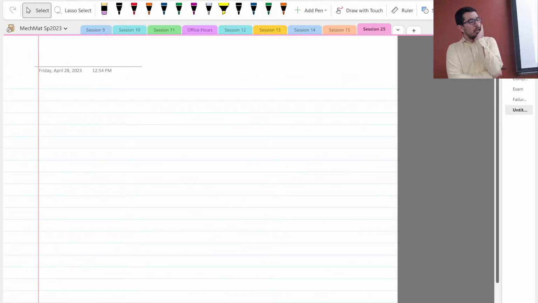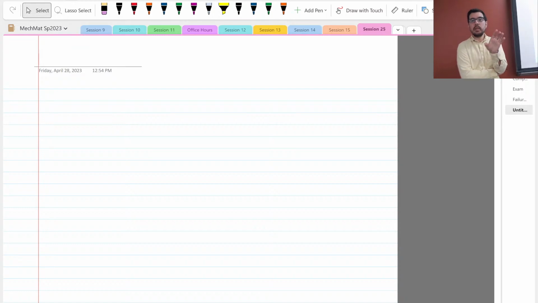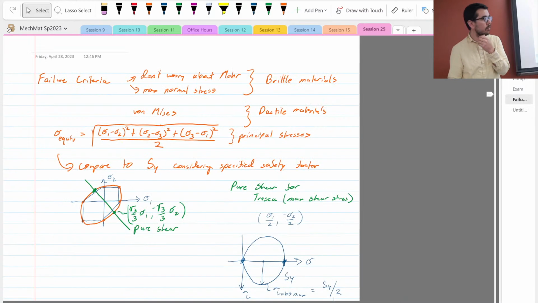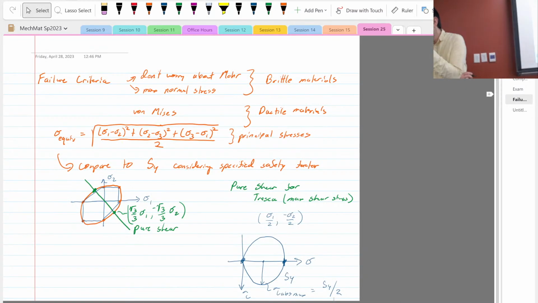For Mohr circle, we hadn't done absolute maximum shear stress yet, and that's related to Tresca. We had gotten to in-plane max shear stress, but we hadn't gotten to absolute maximum shear stress. So that's where we are going to be differentiating. Not yet. We'll get to them in a little bit.